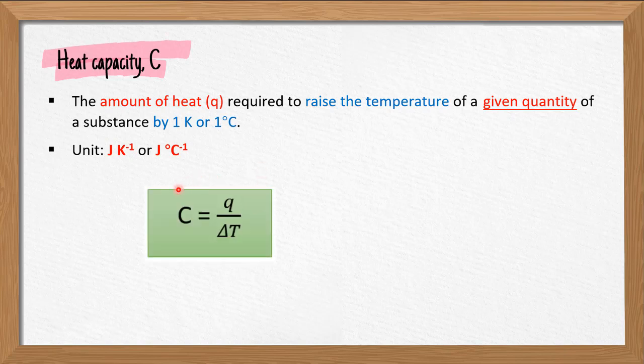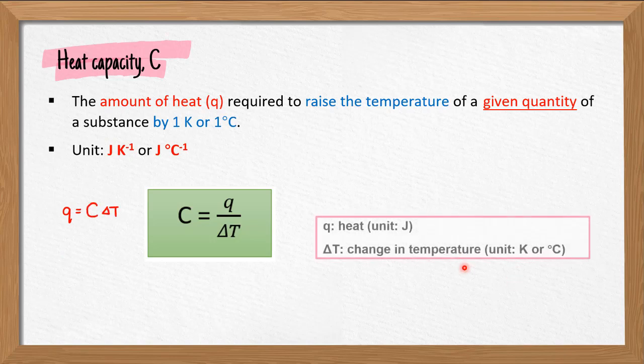For heat capacity, we have the formula C equals q over delta T. So q is your amount of heat, and delta T is the difference in temperature. Also, we can rearrange the equation to get q equals C delta T. The q is heat, which has the unit joule, because heat is the same as energy, so the unit will be the same as energy. Delta T refers to the change in temperature, with a unit of Kelvin or degree Celsius.